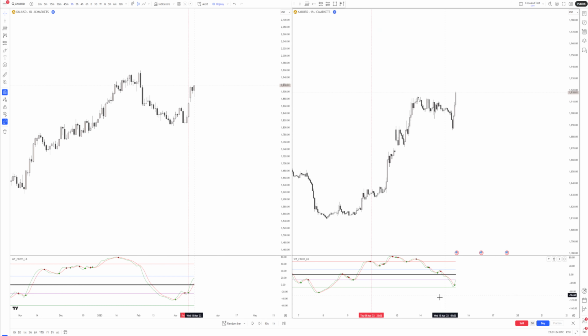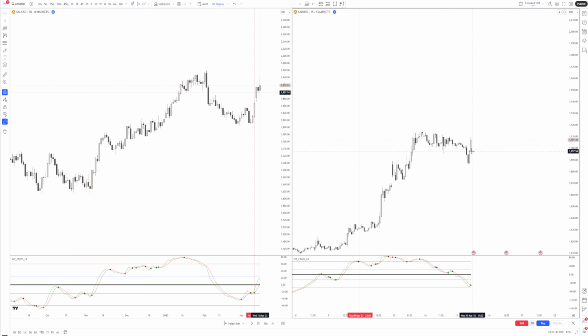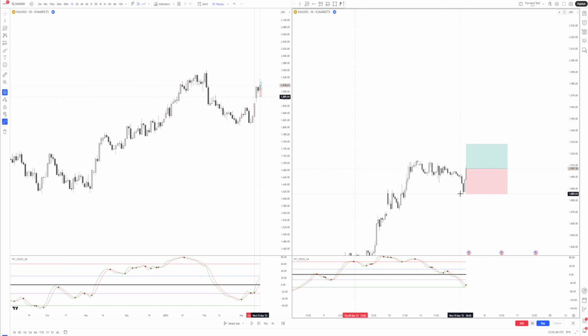Okay, we have got ourselves a green dot. Let me just go back a bit. I went too fast. There's our green dot. Okay, brilliant. And we are going to enter that trade. Stop loss below that low there. And we're just going to go for a 2.5% move.